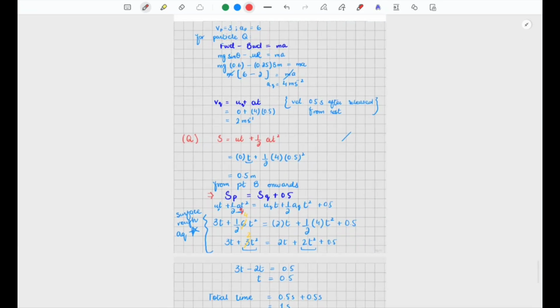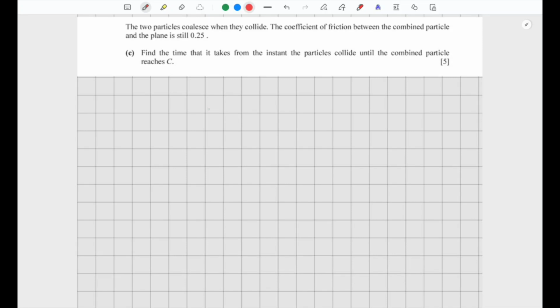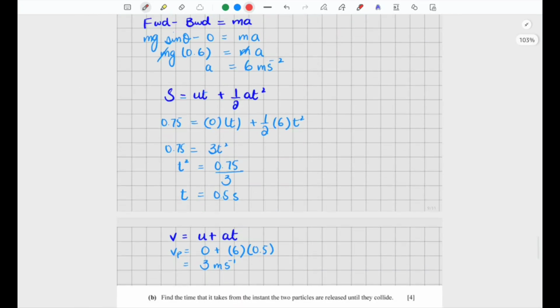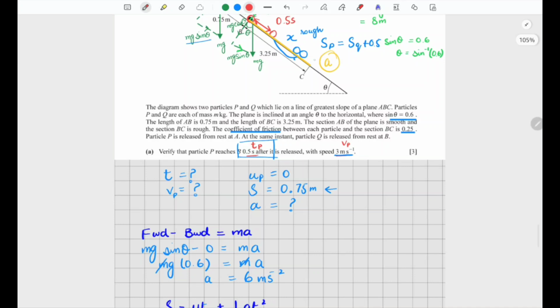Now let's do part C. Okay, so now the two particles coalesce when they collide. The coefficient of friction between the combined particle and the plane is still 0.25. Find the time it takes from the instant the particles collide until the combined particle reaches the point C. Now we need to find the time during which it reaches the point C.